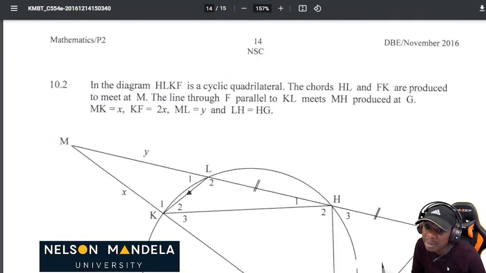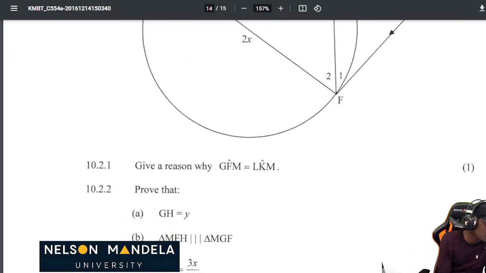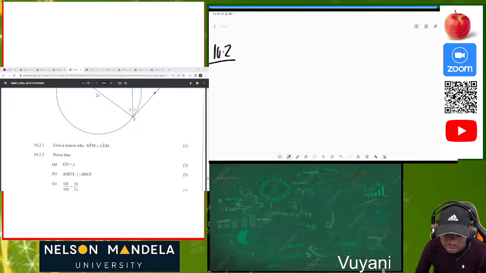So now we can apply our proportionality theorem. This is a nice question. This is what we were looking for. Now let's solve it.